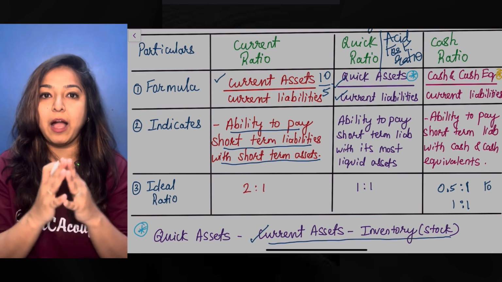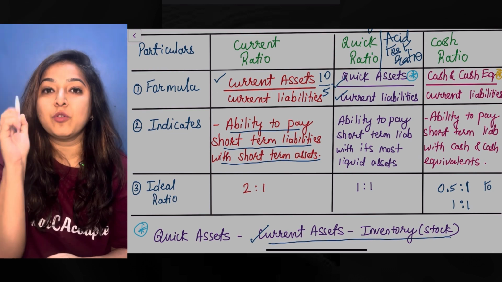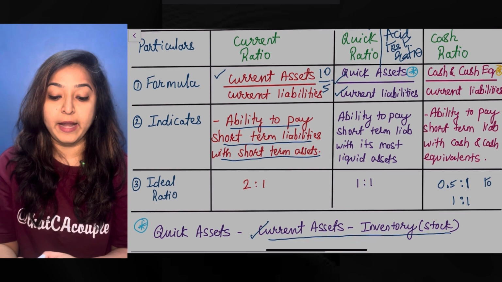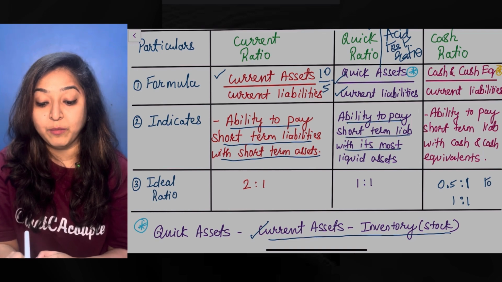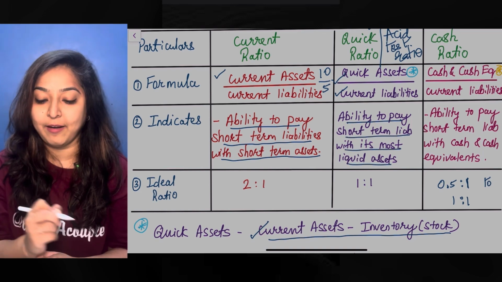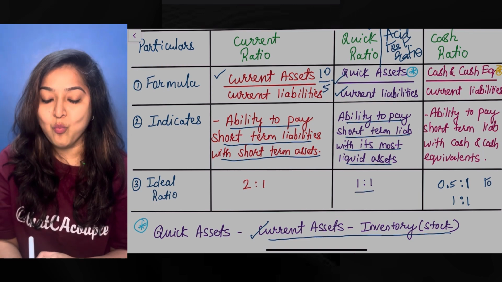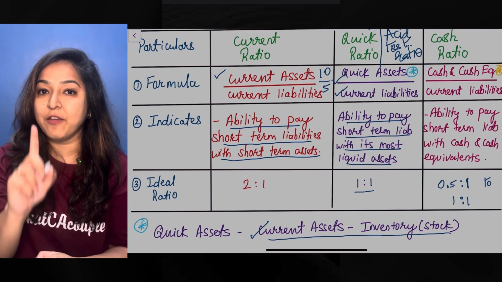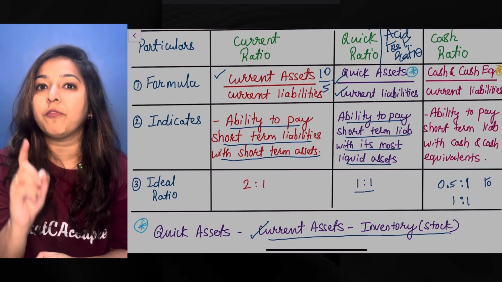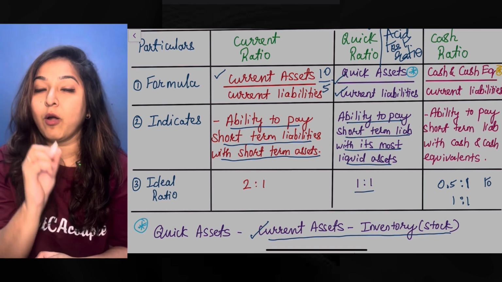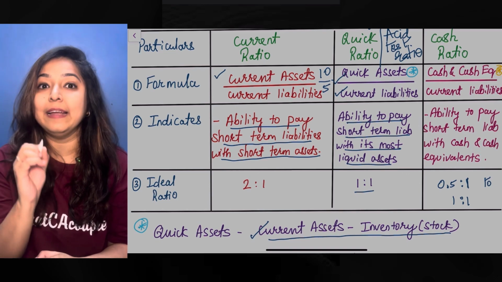So it is a replica of current ratio, except that the numerator will subtract the inventory out of it. All right, what does it indicate? It indicates the ability to pay short term liability with most liquid assets. All right, so here the ideal ratio is reduced and it comes to 1:1. So for every rupee of current liability, if the company has 1 rupee of current assets, or let me say quick or liquid assets, then this particular ratio is considered to be ideal scenario.